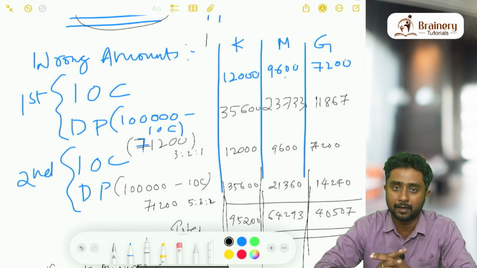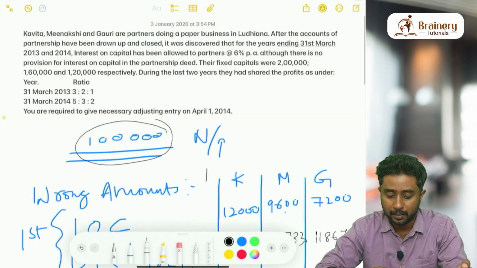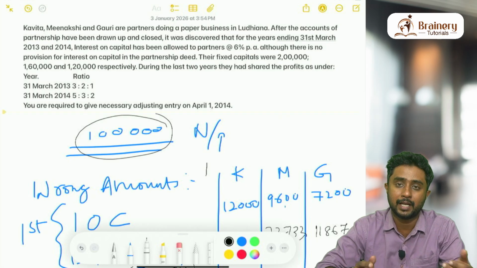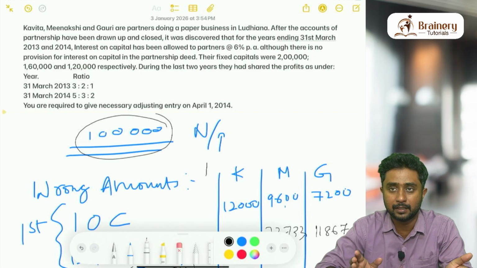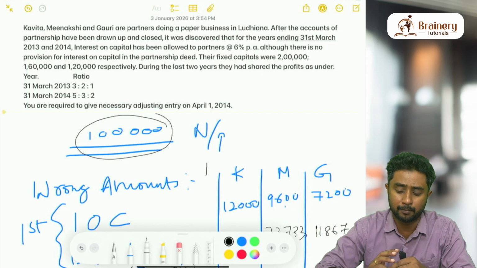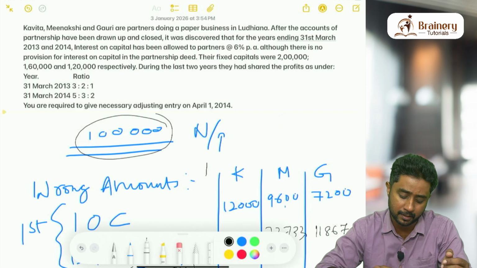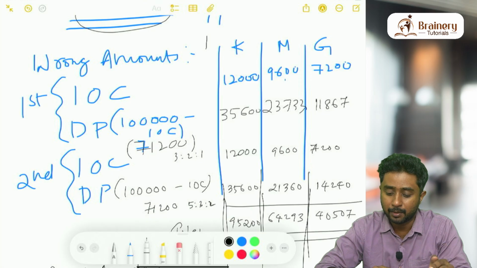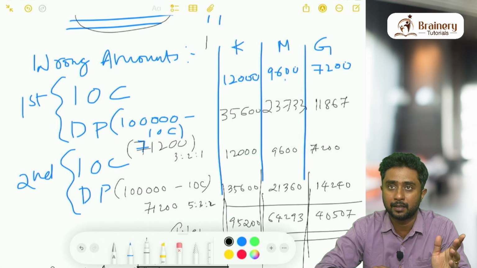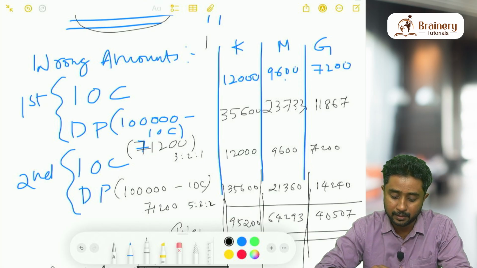So first we have recorded the interest on capital. Interest on capital was 6%. On which value have we calculated the interest on capital? Already fixed capitals are given in the question, 2 lakh, 1 lakh 60 and 1 lakh 20 respectively. Whereas it is fixed capital that is given in the question, there is no change between opening capital and closing capital. So we can take the same value as the base for 6% calculation. And we have calculated 6% for the first partner as 12,000 and second partner as 9,600 and the third partner as 7,200. Next we have mentioned divisible profit.